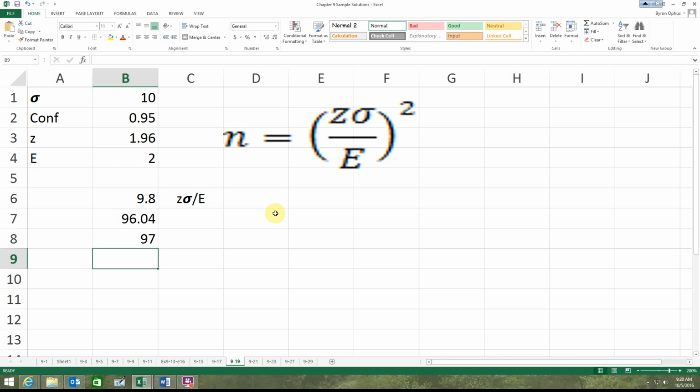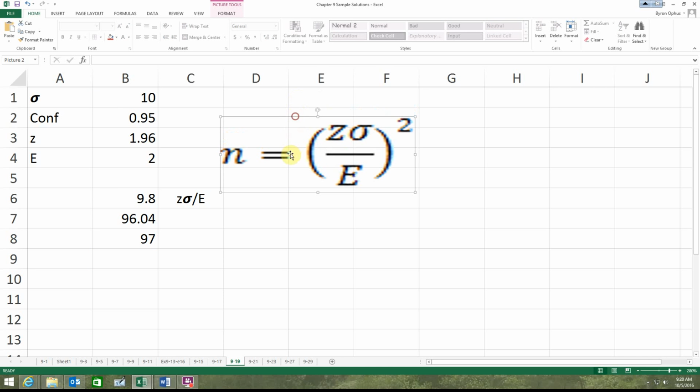Top of page 302 is basically the sample size for estimating the population mean. Then we've got page 303, the sample size for the population proportion. So again, it gives us a formula. This one's not too gnarly, really.